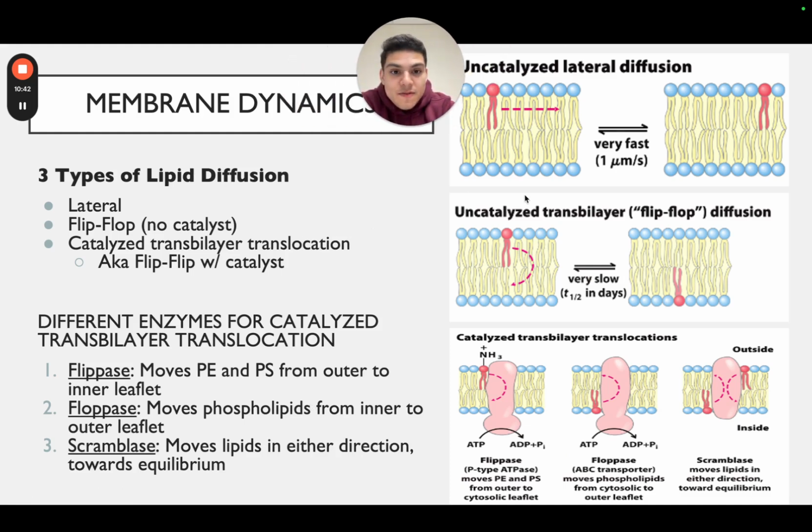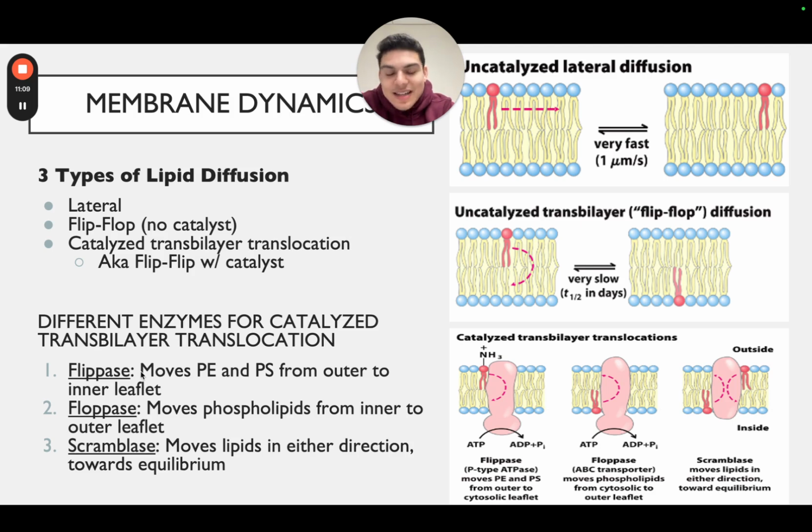And then membrane dynamics. So we have three types of diffusion. We have lateral diffusion, which just happens on its own. Obviously, it moves within the layer itself. The phospholipid layer isn't just static, it moves around. That's the first one. Then we have flip-flop, where we don't necessarily use a catalyst, and it just flips from one end to the other, and it does so spontaneously. And then we have catalyzed trans-bilayer translocation, which all that means is we're flipping them, but we're using an enzyme to help and to regulate which direction is going to be the most favorable.